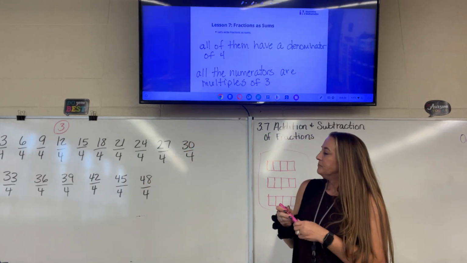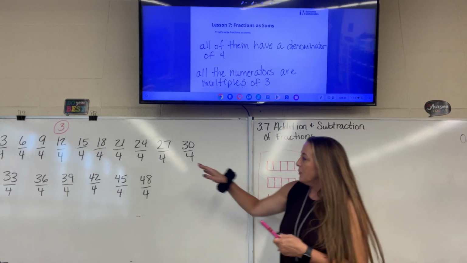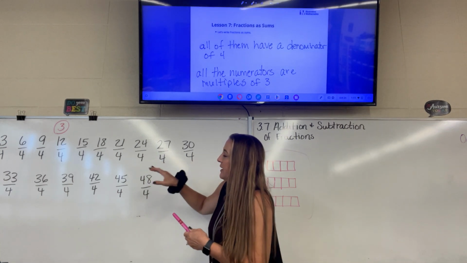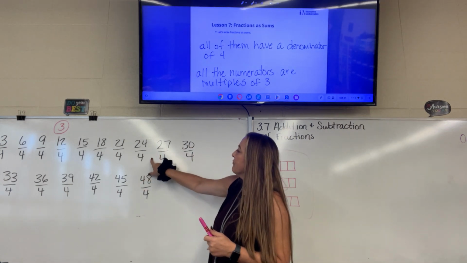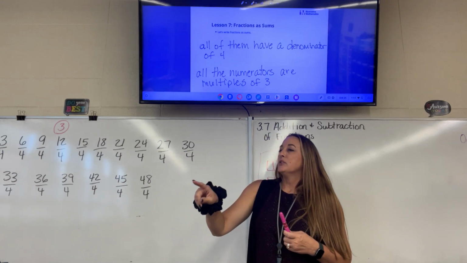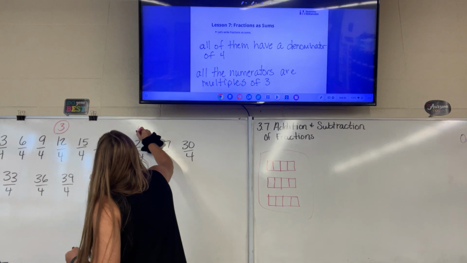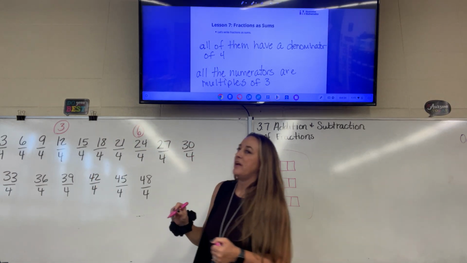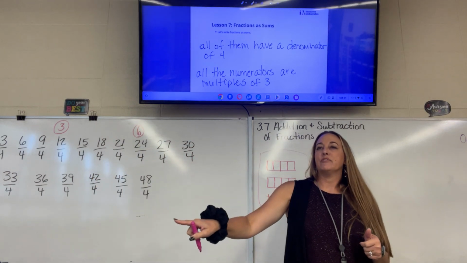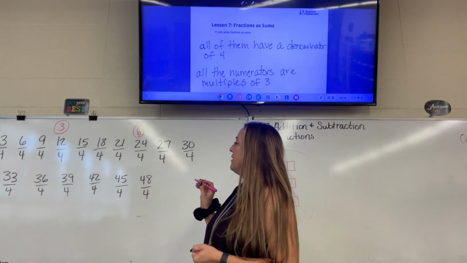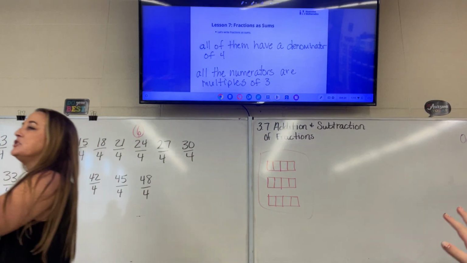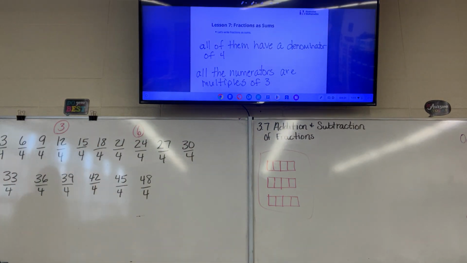Avis? 24/4. What do you multiply 4 times to get 24? 6. Okay. What's the next one that you see? Avis, you can give yourself a point for that last one. Jackson? 36. What do you multiply 4 times to get 36? 9. And then there's one more. Evan, which one is it?